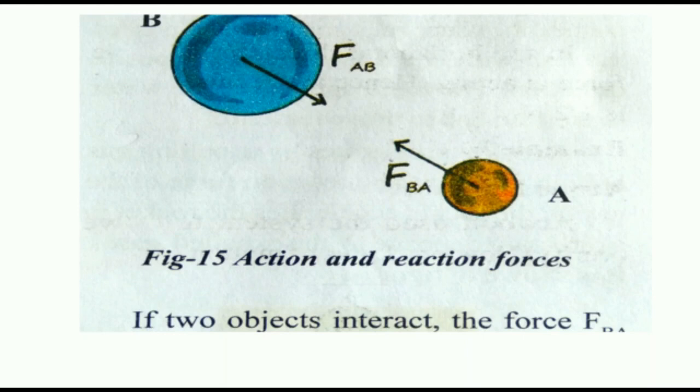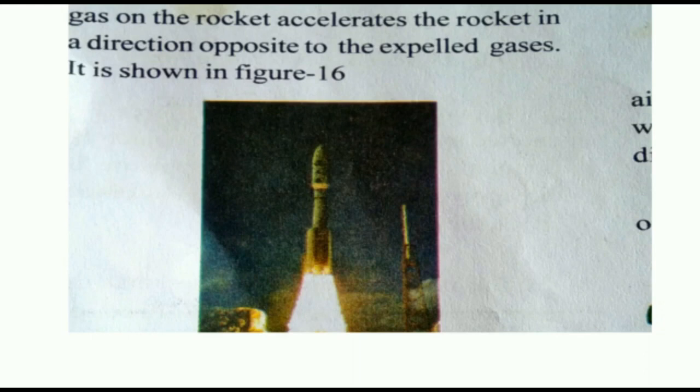Now we discuss another example. All of you see a rocket moving in the sky. When the rocket is moving towards the front, the gas is released from the backside of the rocket. The rocket moving towards the front is the action. The gases moving in the opposite direction is the reaction.